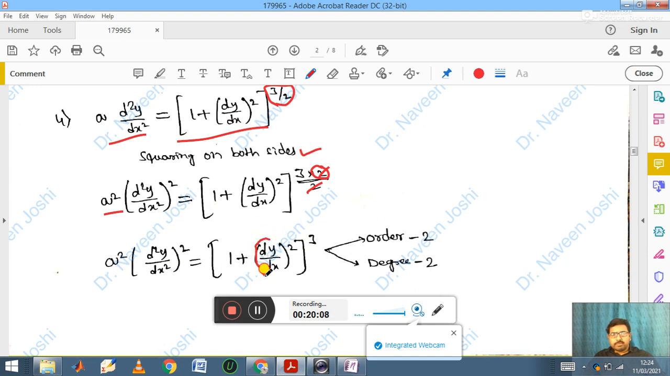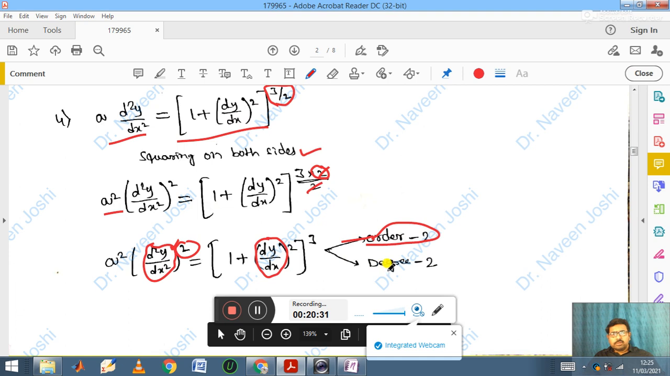Then you identify the highest order derivative here. What is this? dy/dx. dy/dx represents first order, and on the LHS you have d²y/dx². Then the highest order is this one, d²y/dx². Therefore here the order is 2. Then what about degree? For the highest order derivative, its power is 2, hence the degree is 2 and the order is also 2. So this is the method of identifying the order and degree of a differential equation.